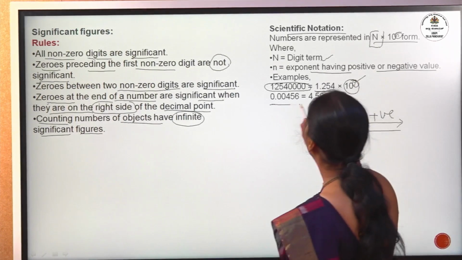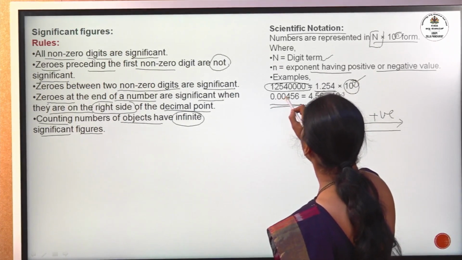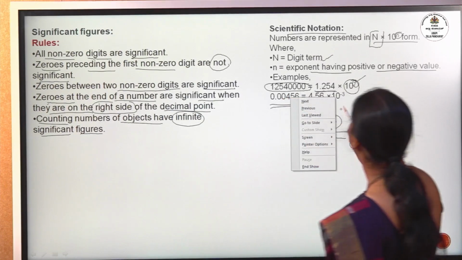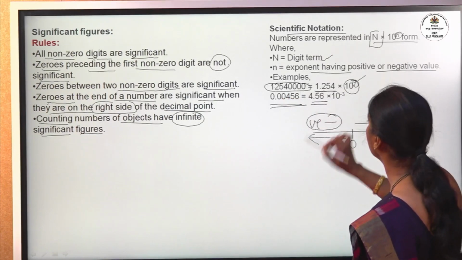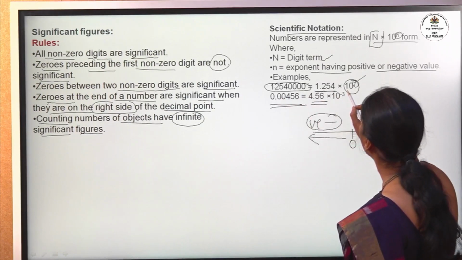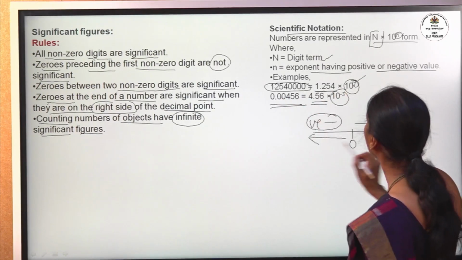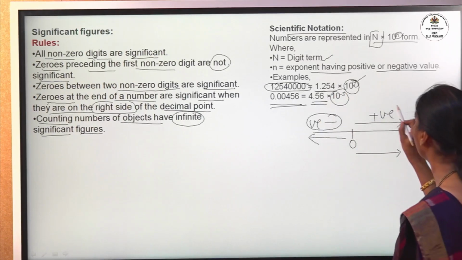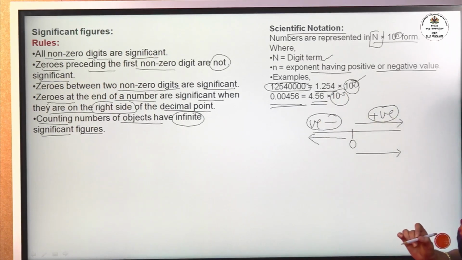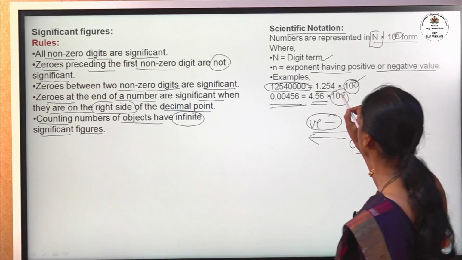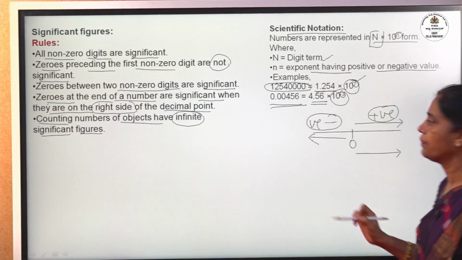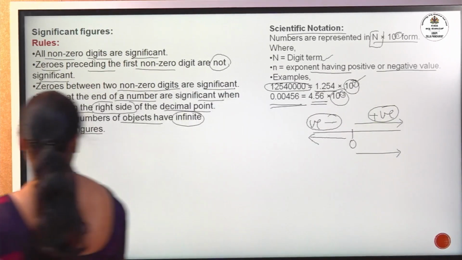Similarly, for this number, if we shift the decimal to the right side, 1, 2, 3, now this can be written as 4.56 into 10 to the power minus 3. Again, on the number line, if we go towards right side, we are getting positive numbers, but in scientific notation we put a negative exponent. So that is scientific notation.